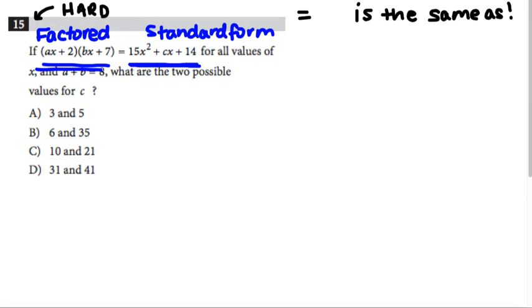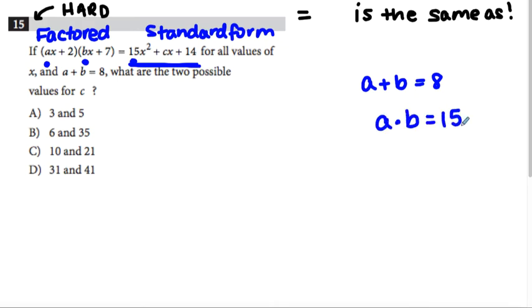So I thought about it a second and I was like, well, wait a second. They told me that a + b had to equal 8. So that's some information. A + b has to equal 8. Well, if I multiply these binomials to put them in standard form, then a times b has to be 15. And so I decided to think of some numbers that I know that add to 8 and multiply to 15. And so I made myself a little list.